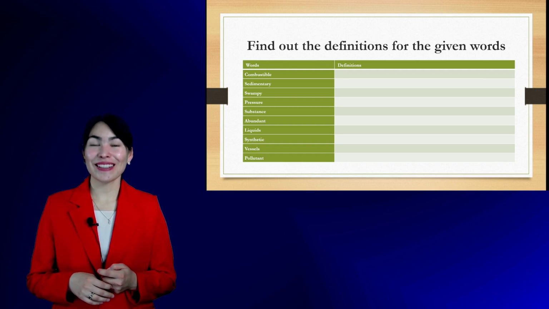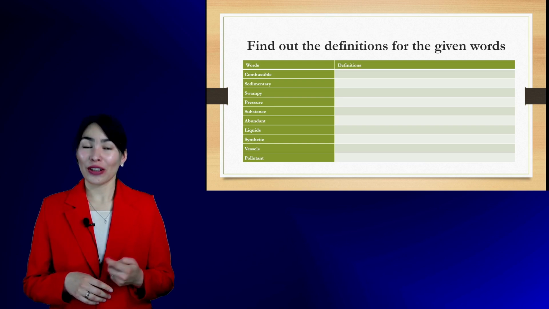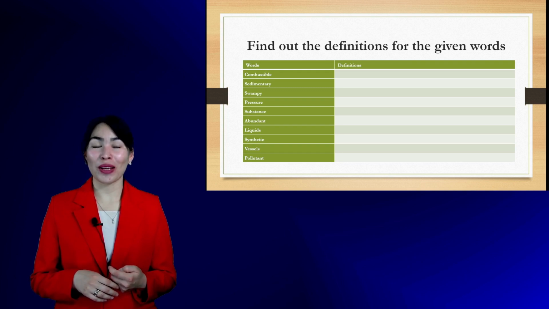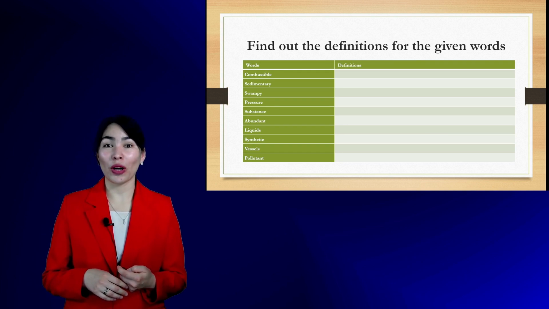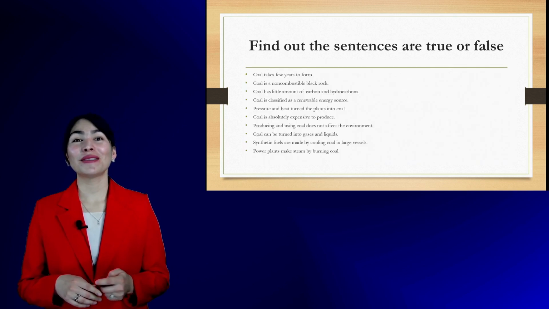Let's move to the tasks. You are going to find out the definitions for the given words. So there are the words that we learned today, and you can revise the topic and learn more about the words and the lexical units of the topic.